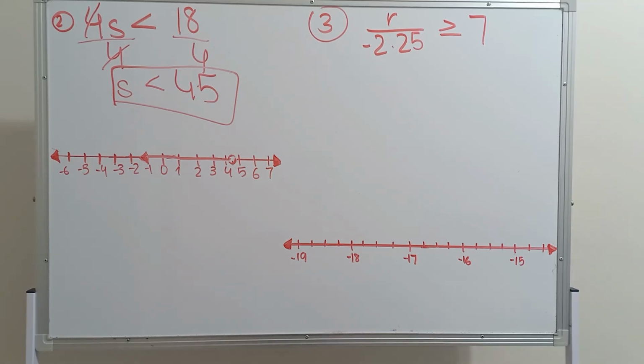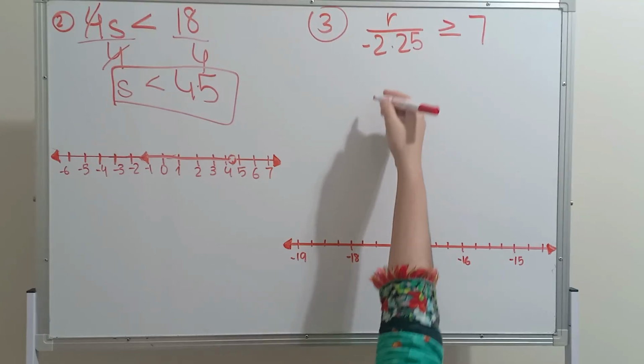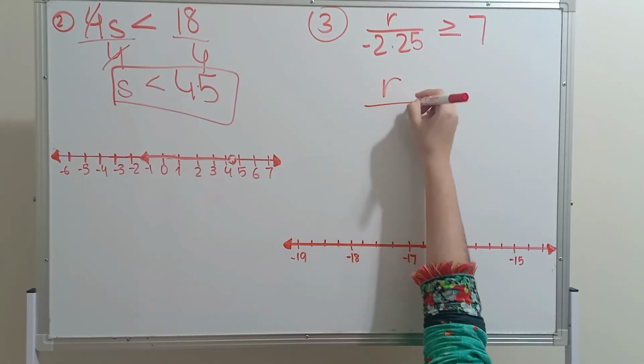Now let's move on to our next question. It says r divided by negative 2.25 is greater than or equal to 7. So here we also want the variable by itself. And since r is being divided by negative 2.25, the inverse operation of division is going to be multiplication. So we are going to multiply r by negative 2.25.